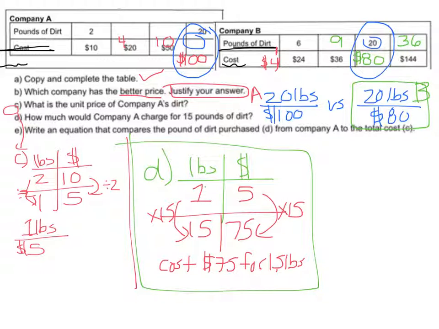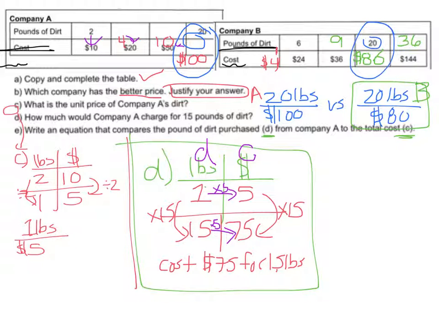And last but not least, write an equation that compares the pounds of dirt purchased, D, from Company A to the total cost. This is asking, if I look at my chart here and I see my pounds and my dollars, what is happening to my pounds of dirt, D, and my total cost, C? What happens as I go from 1 to 5, or from 15 to 75? Even in my table up here, as I go from 2 to 10, 4 to 20, 10 to 50, we notice that each time we are multiplying by 5.